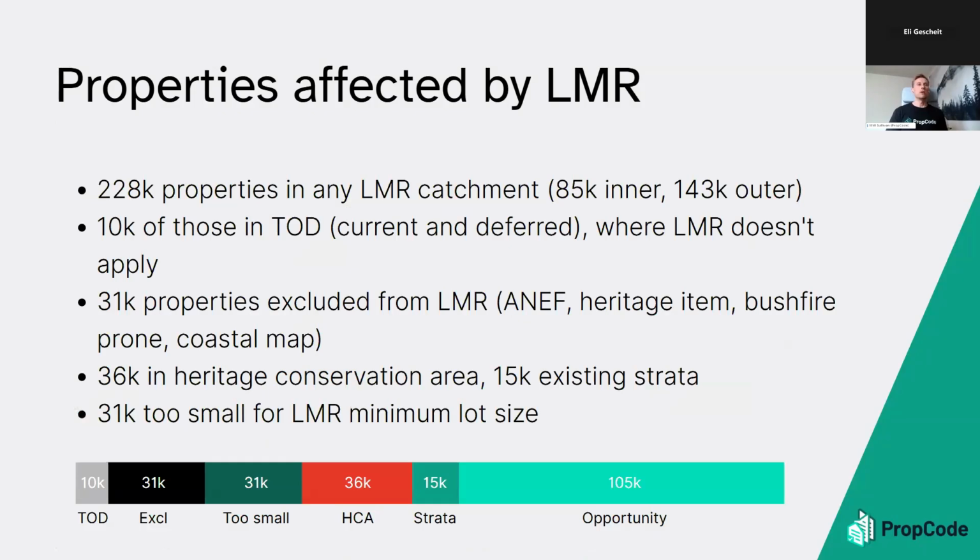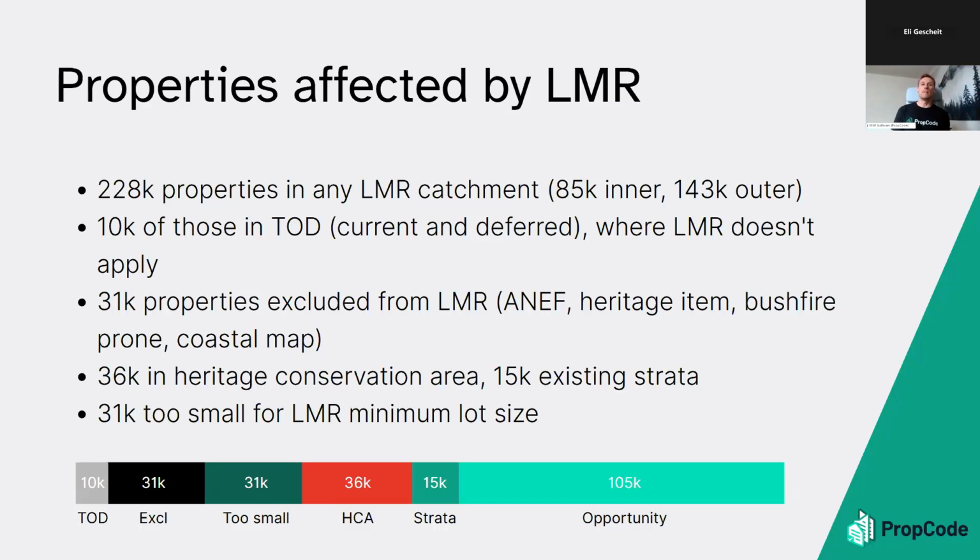What does that look like numerically? So there are 228,000 properties across New South Wales that are in any LMR catchment. So the 800-meter distance to a center or station. 85,000 are within an inner 400-meter distance, and then 143,000 in outer distance. 10,000 of those are in TOD, as I said, so they get the TOD rules instead of the LMR rules. 31,000 fall into one of the other exclusions. Again, I haven't considered flood and pipeline, so those would knock out some more in addition to the 31,000.